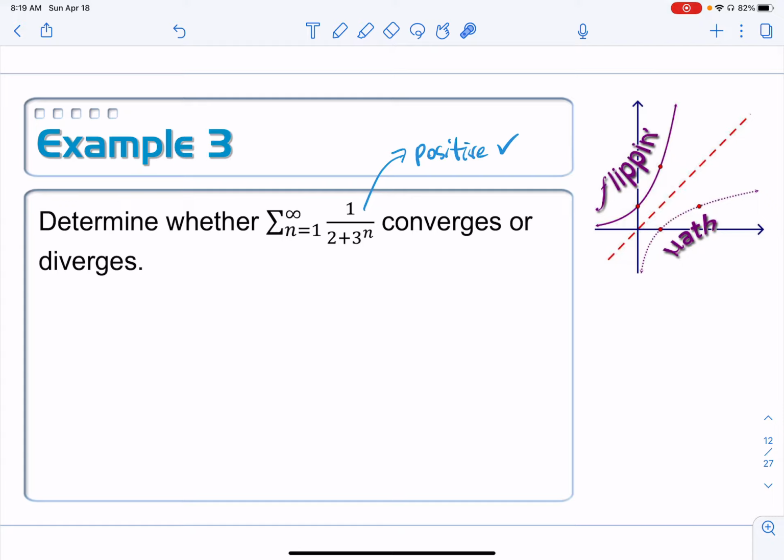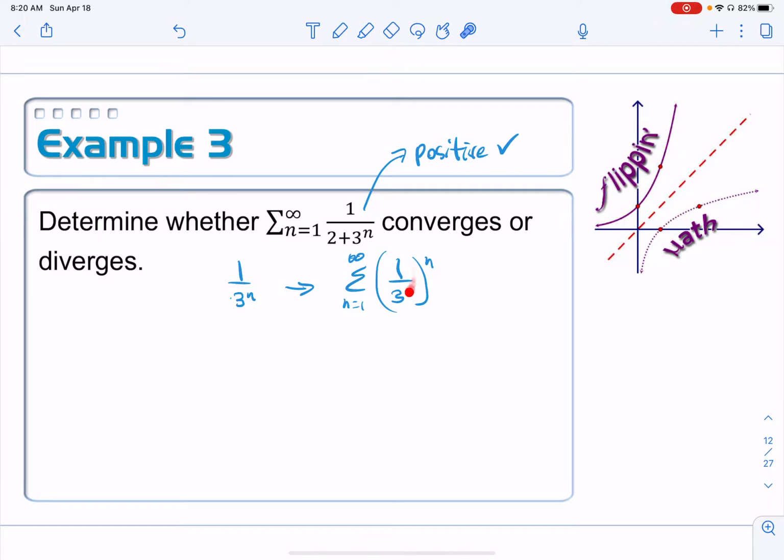So look at our dominant terms right here, and we have 3 to the n on the bottom. So this looks like it is going to be compared to 1 over 3 to the n, or if you prefer, 1/3 to the nth power here, and it's this series, n equals 1 to infinity. We can start at 1 or we can start at 0 on this one, because geometric series ordinarily start at 0. Anyway, this one starts at 1, so we're going to start ours at 1.